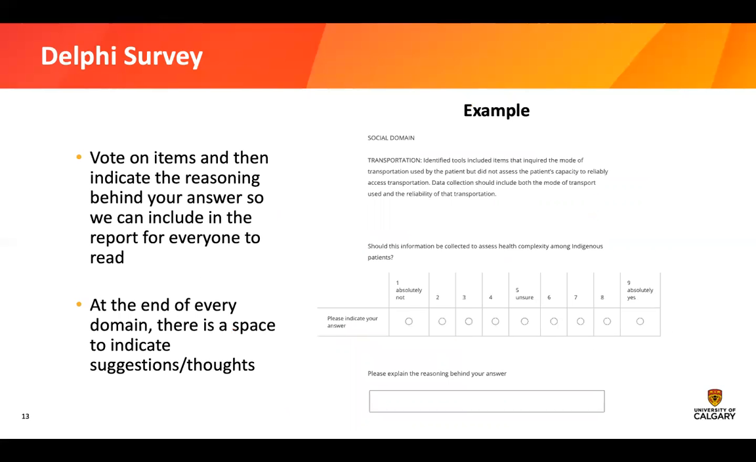So as you'll see, I've taken a screenshot of the actual survey here. So you're going to be voting on the items, and then you'll have a space to indicate your reasoning, because we're going to pull together these reports so that everyone can see the comments of other experts as well. So at the end of this, and at the end of every domain, there's a space for you to indicate any suggestions or thoughts as well after you vote.